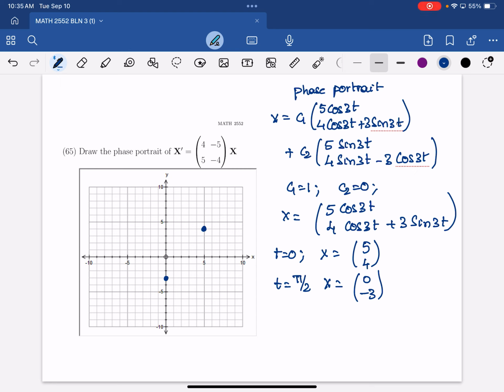Right? It's really amazing, right? You see, t equals pi. My solution is going to be, when t is pi, I'm going to get -5, -4. So -5, -4 is somewhere there. Right?